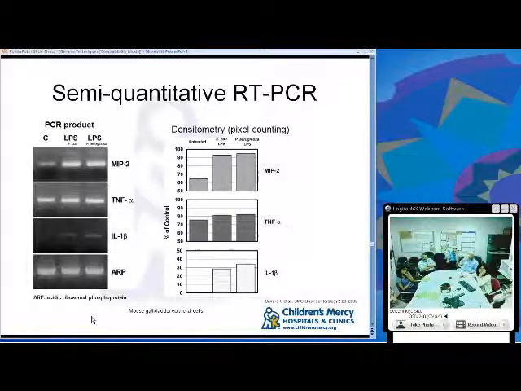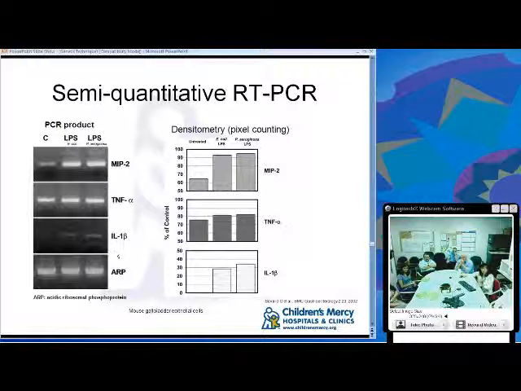Here are gallbladder epithelial cells that have been stimulated with two types of LPS, lipopolysaccharide, one from E. coli and one from Pseudomonas, and they were looking at particular genes. Here they looked at a chemokine, MIP-2, and they've looked at TNF-alpha and IL-1 beta, and then of course they have a housekeeping gene here, acidic ribosomal phosphoprotein. You see just by eye that these look quite comparable. There's no change in TNF-alpha, and we see there's a little bit of IL-1 beta expression.